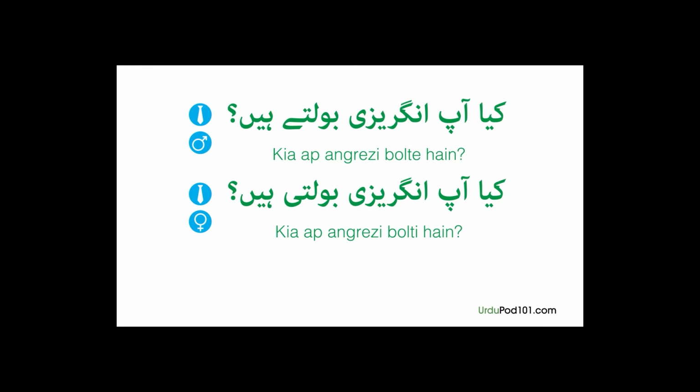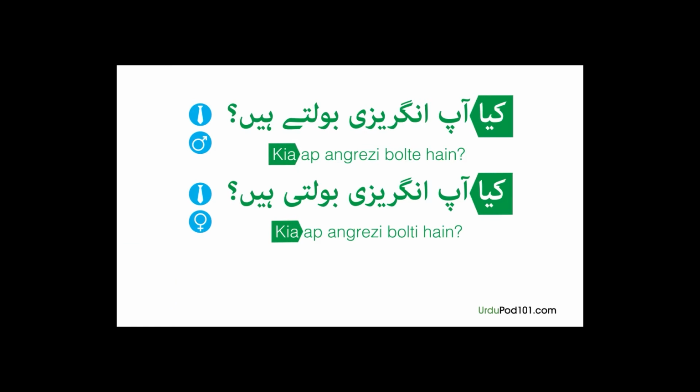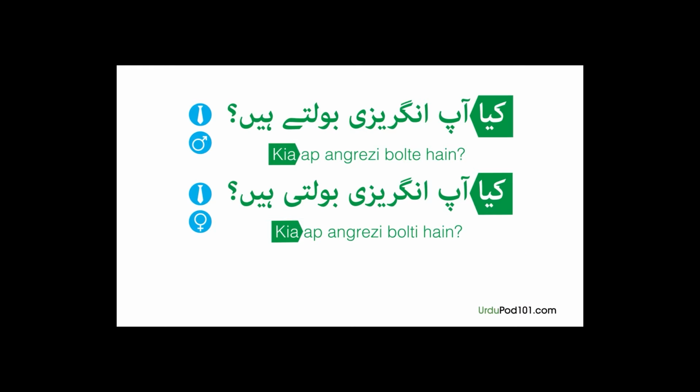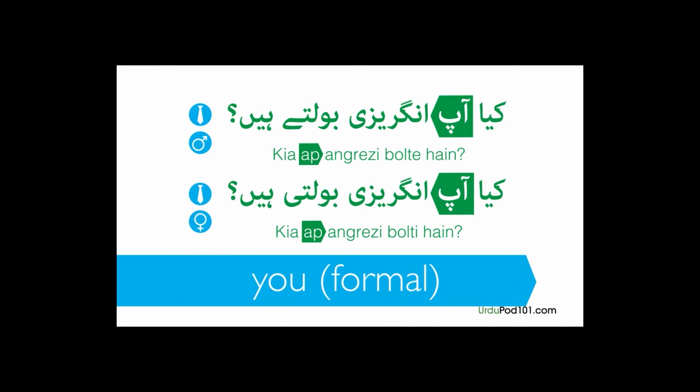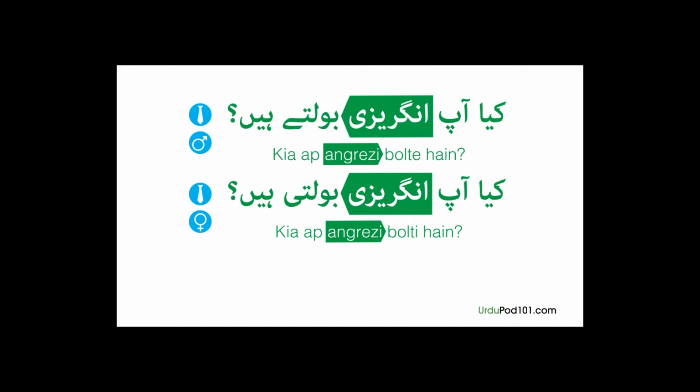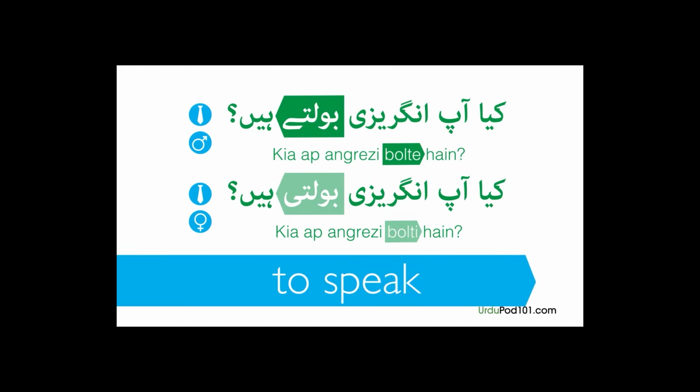Let's have a closer look. First, we have kya, a question marker which comes at the beginning of the sentence. Next is aap. This is the respectful word for you and is used in formal situations. You should always use it with people you don't know or with elders. Next, we have angrezi, which means English. Next is the verb bolte, meaning to speak. It is used when the subject is masculine. We use bolti when the subject is feminine.